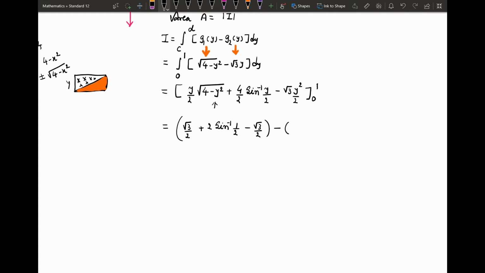First put upper limit minus lower limit. Plus minus cancel, 2 into sine inverse 1 half, pi by 6. So this is 2 into pi by 6, that is pi by 3 square unit. So this is the required area, pi by 3 square unit.